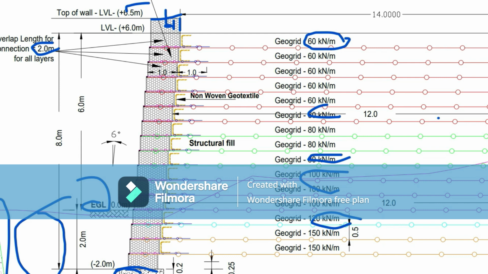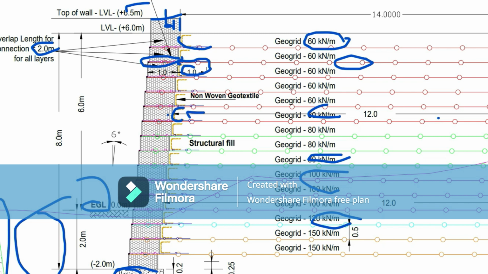It is provided for bearing, and also for pull out. Here it is only for pull out resistance, to prevent pull out failure, and also for bearing from the upper layer to the lower layer. It is attached with the Gabion box, with 1 meter overlap, wrapped on the upper side, and a non-woven geotextile is provided here so that the fine soil does not connect to the Gabion box.